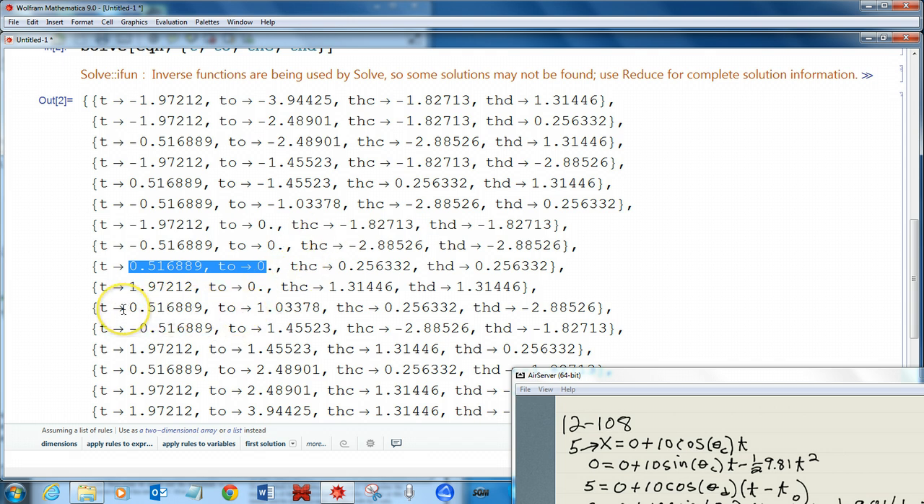Here's one down here. This one looks pretty good. Right, so here T0 is 1. Well, that doesn't make any sense because they've already hit, right? Because T0 should be less than T. Okay, so that one's probably not right. Here's a good one.